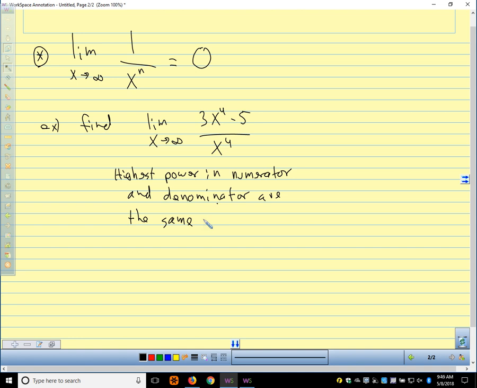So for our rules for horizontal asymptotes, what would we say the horizontal asymptote is? How do we find it? When our degree in the numerator and degree in the denominator are the same, the ratio of the leading coefficients. So y equals 3 over 1 is the horizontal asymptote. So we would say that the limit equals 3. Because as x gets really big, our function approaches y equals 3.